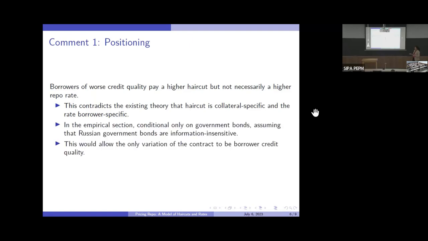He has, I think, Russian government bonds as the type of collateral. I don't know if your information is sensitive, but I'm thinking in your data, if you were to really condition on the collateral that are Russian government bonds, you would be able to isolate the variation of the contract that has to do with borrower credit quality. And you can see if this prediction actually holds.